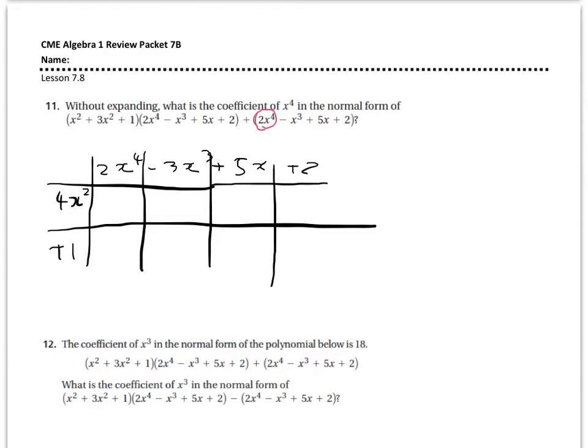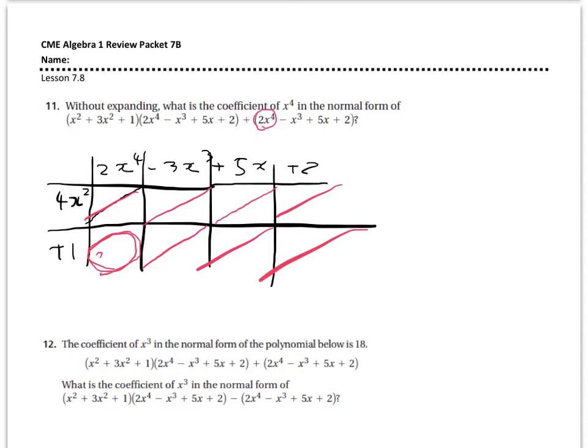Draw the line. I don't care about this one because this will be x to the 6th power. I care about this part. I don't care about this part because this will be 5th power. I don't care about this part because that will be 3rd. I don't care about this part, this part, this part, this part. So all I care about is this.